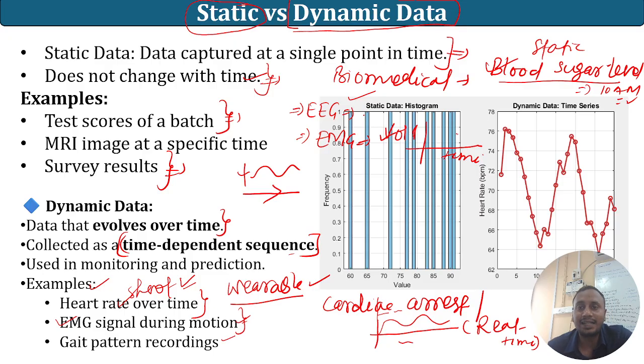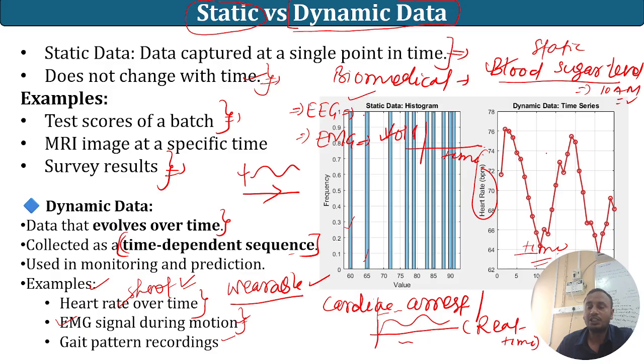If we say static data, that is a histogram: for this sample, this is the frequency. For this sample, this is the frequency. It is not going to change with time. If we talk about dynamic data, that is the heart rate. This is the time.